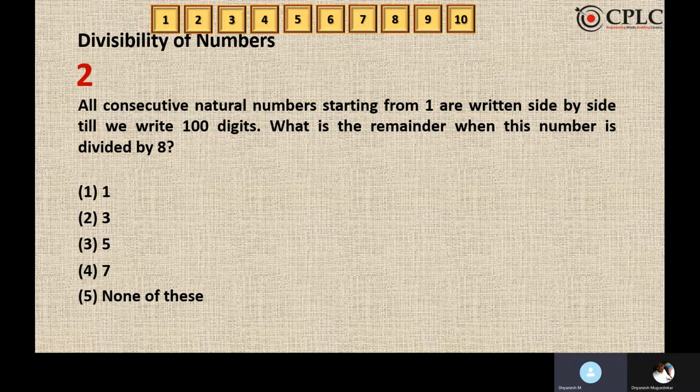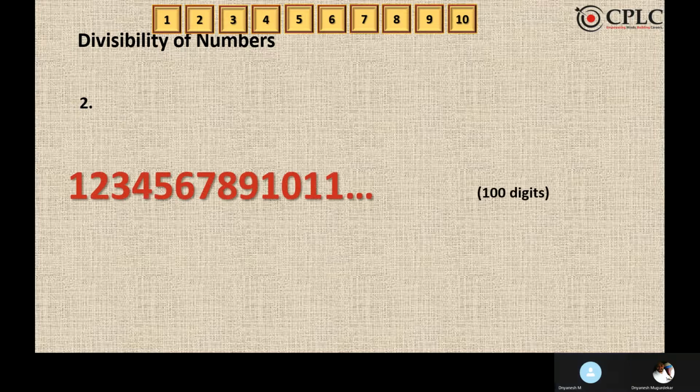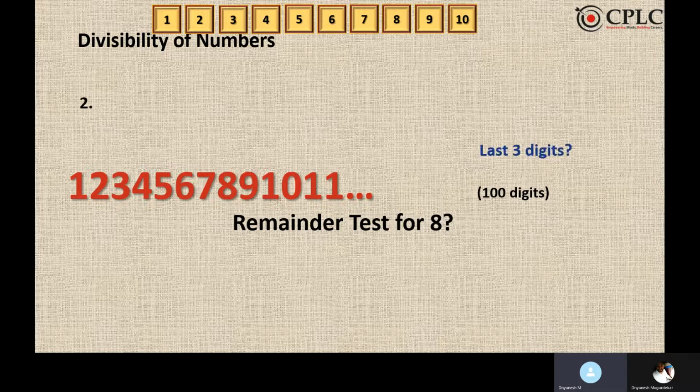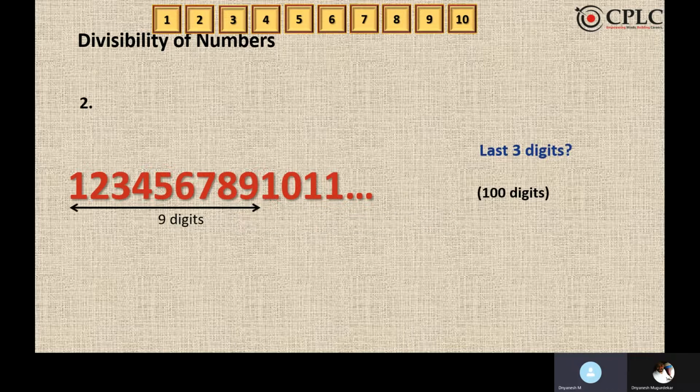Remainder test of 8 says the last 3 digits should be divided by 8 to get the remainder. So when we start writing from 1 till 9, we would have utilized 9 digits. But from 10 onwards, every number that you write is going to take 2 digits. So 1 to 9, 9 digits done. We were supposed to write in totality 100 digits, so that means 91 digits are still left. And from 10 onwards, every number is going to take 2 digits.